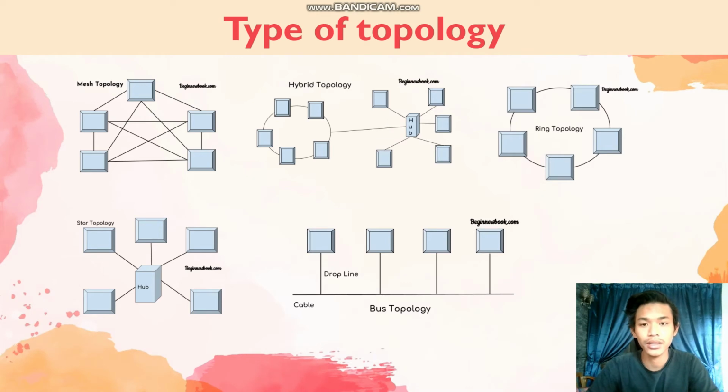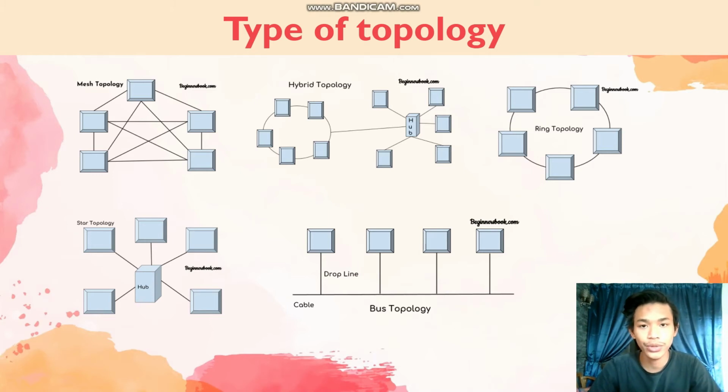Next, which is type of topology. As we know, there are 5 types of topology, which are mesh topology, star topology, bus topology, hybrid topology, and lastly, ring topology. For mesh topology, all devices connect to other devices with point-to-point links. For star topology, all the devices are connected to the hub.